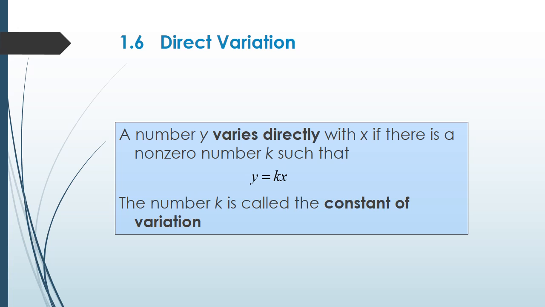A number y varies directly with x if there's a non-zero number k such that y equals kx. And k is called the constant of variation. We've done direct variation before, both in Algebra 2 and 3, so this should be somewhat familiar.